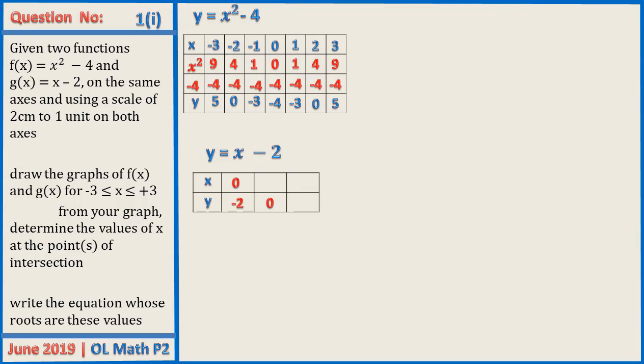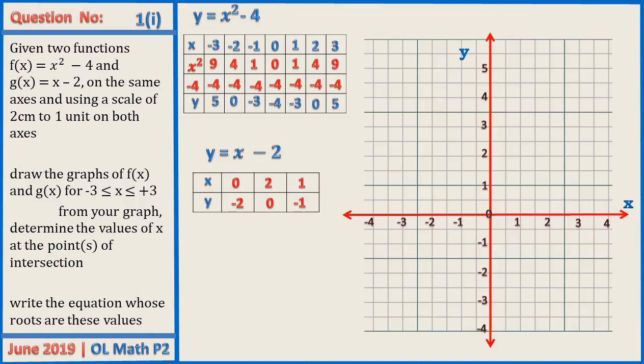When x is 0 in this equation, y will be minus 2. If y is now 0, x will be 2. And if x is 1, y will be minus 1. We are done here. We now move to our plane, the xy plane, and we start.